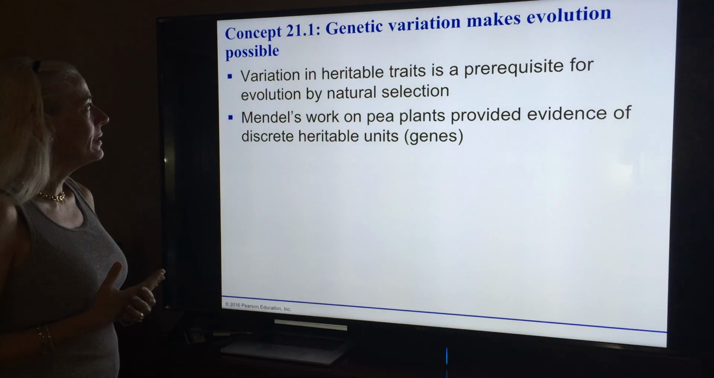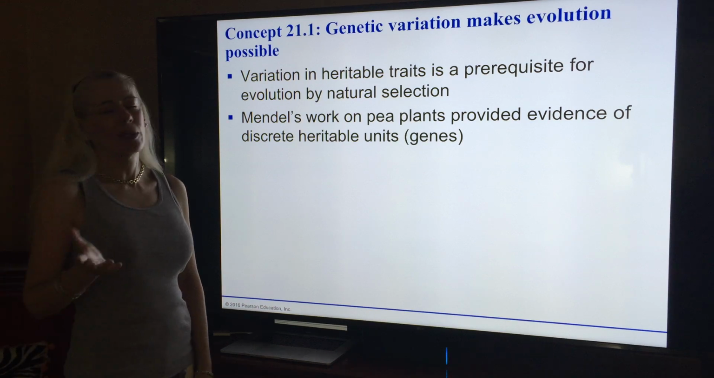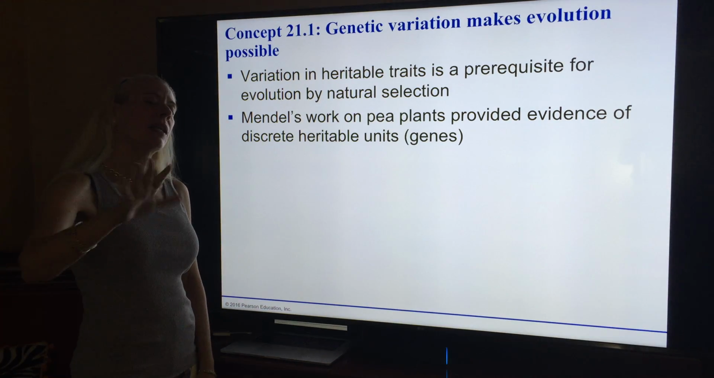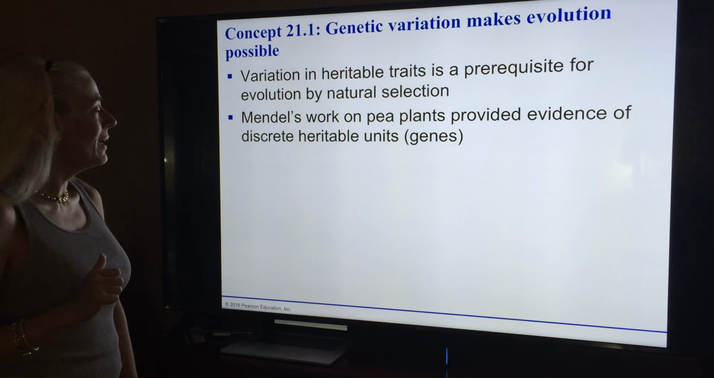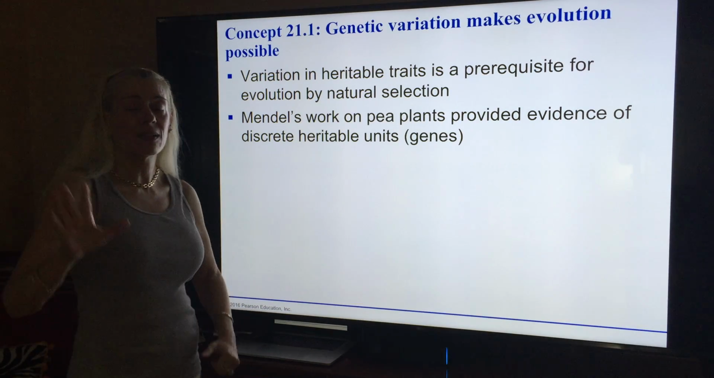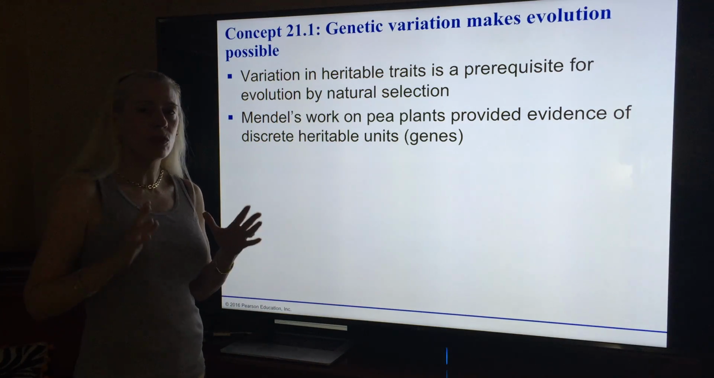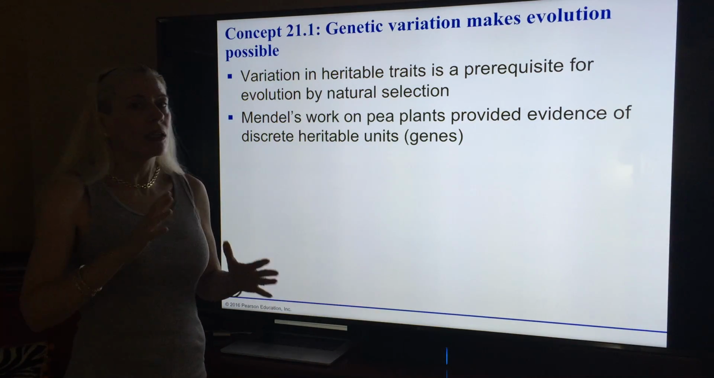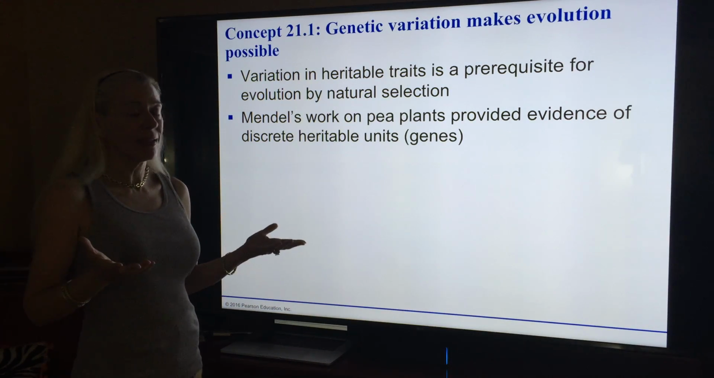Variation in heritable traits is a prerequisite for evolution by natural selection. Unless we go back and start talking about bacteria again, but we're not. Let's stay with the theme of the chapter. Mendel's work on pea plants provided evidence of discrete heritable units. Remember, Mendel did all this without even knowing the concept of genes. That's why you sometimes get confused between the terms allele and gene. They're basically the same thing, because Mendel didn't know anything about genes.